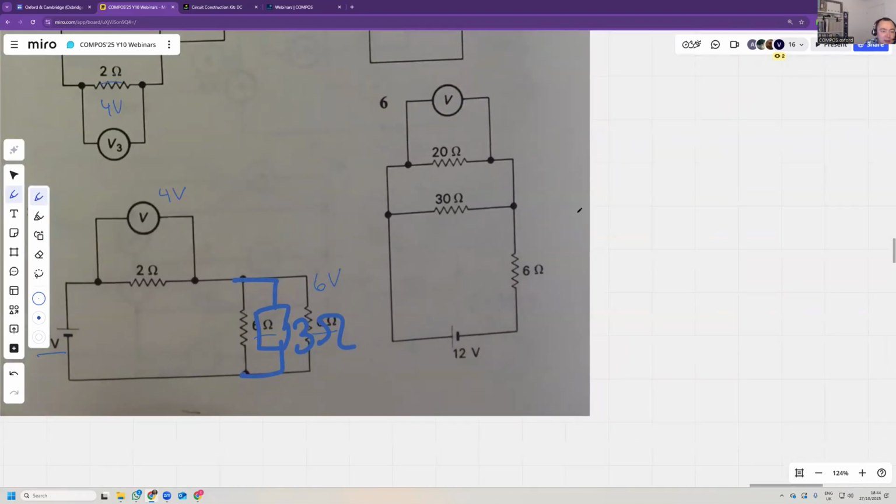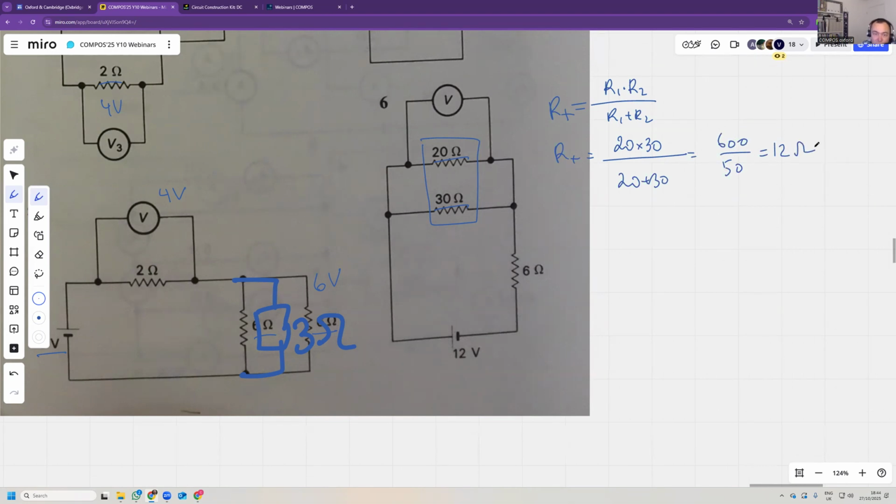Okay. Now this, you have 20 and 30. You find the total resistance of these. So the formula is R1 times R2 divided by R1 plus R2. The total, so our total is 20 plus 30. So it's 600 divided by 50, which is 12 ohms.